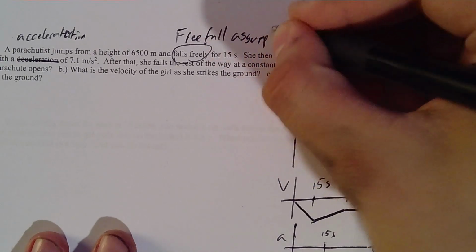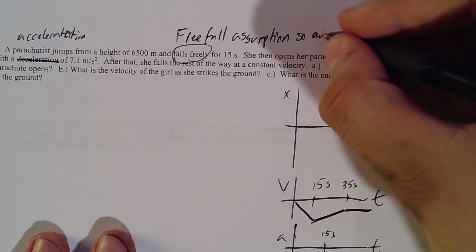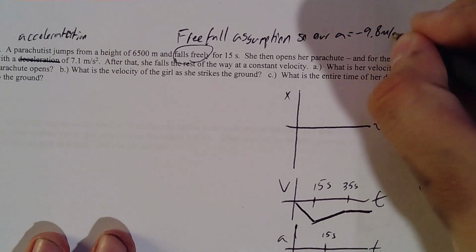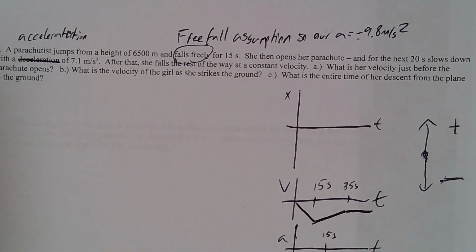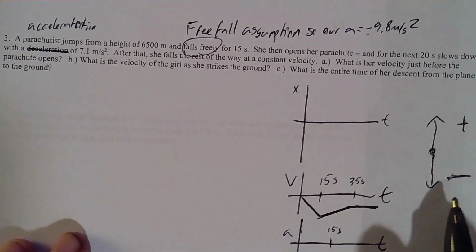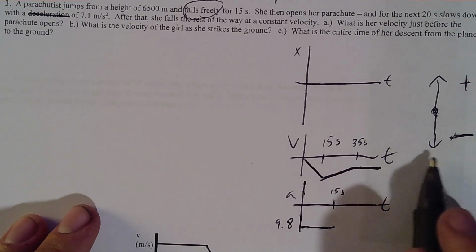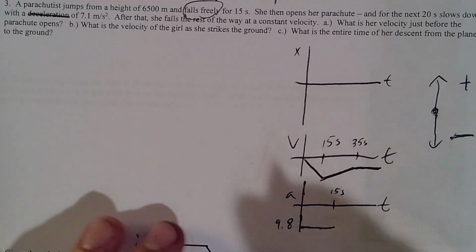Assumption. So our A is negative 9.8 meters per second squared. Note again that I'm putting the negative here, and I hope now we can see why I'm putting the negative here, because in our case we are accelerating in this negative direction. That is where that negative is coming from.